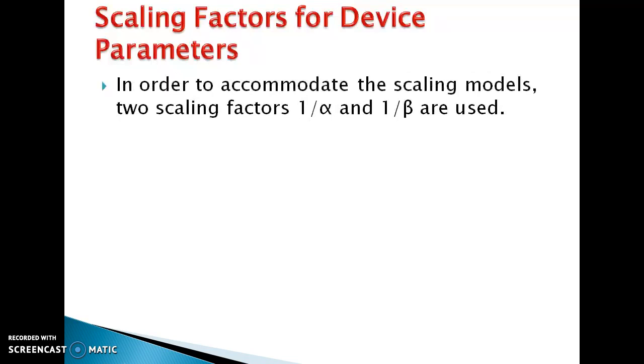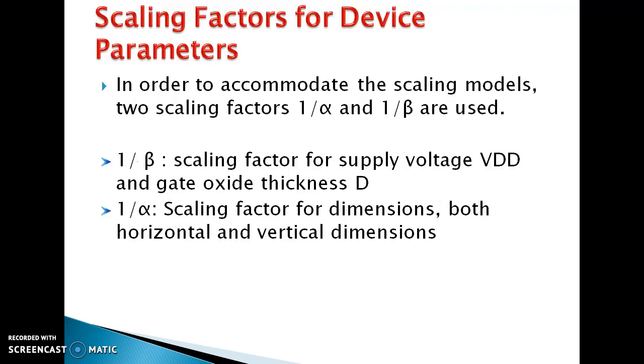In order to accommodate the scaling models, 2 scaling factors are used, one by alpha and one by beta. 1 by beta is the scaling factor for supply voltage and gate oxide thickness, whereas 1 by alpha is the scaling factor for dimensions, both horizontal and vertical. So alpha is related to dimensions and beta is related to voltages and gate oxide thickness.